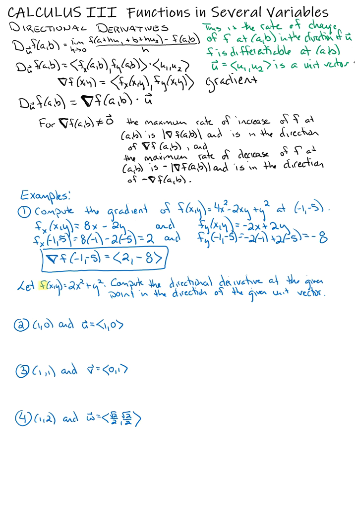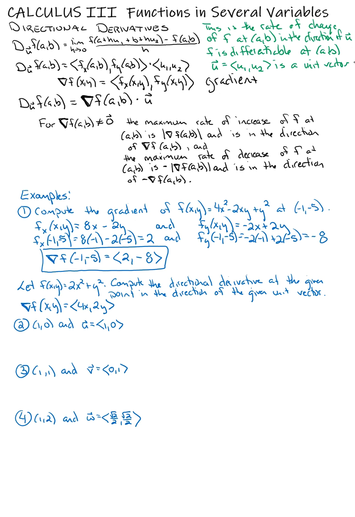Here we have f of x, y. If we want to find the gradient, that's just going to be the partial with respect to x first. Well, that's 4x. And then the partial with respect to y. The partial with respect to x is the first component, and the partial with respect to y is the second component. And now we're going to use that for each one of these.